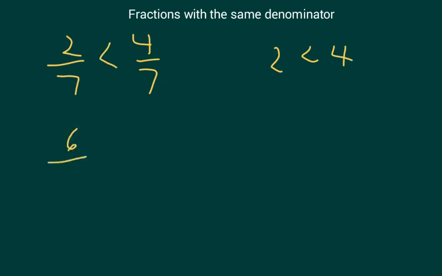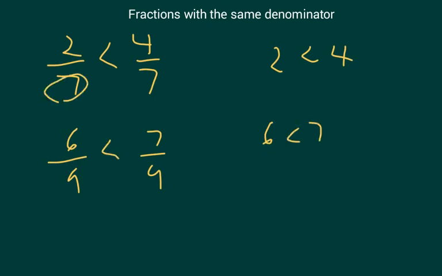Probably the simplest situation is when the fractions have the same denominator. If you're comparing 2/7 to 4/7, all you have to do is compare 2 to 4. 2 is less than 4. So 2/7 is less than 4/7. Let's try another example. 6/9 compared to 7/9. Because 6 is less than 7, 6/9 is less than 7/9.